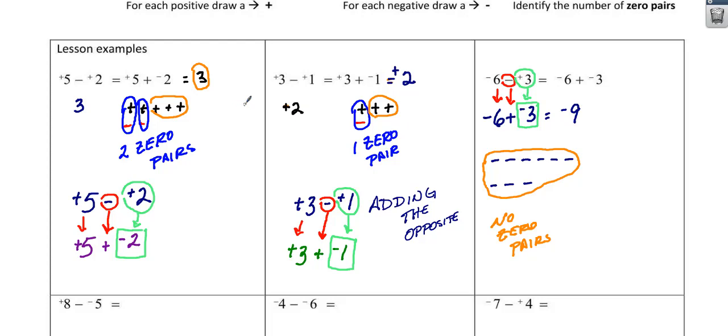Now, how could you prove that? How could you prove that that's negative 9? Well, let's go back to this problem. 3 minus 1 equals 2. Let me just rewrite that up here without the plus sign. Let's go back. This is a trip back down to 2nd grade or so. 3 minus 1 equals 2.